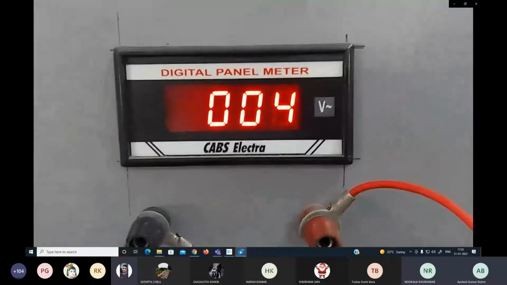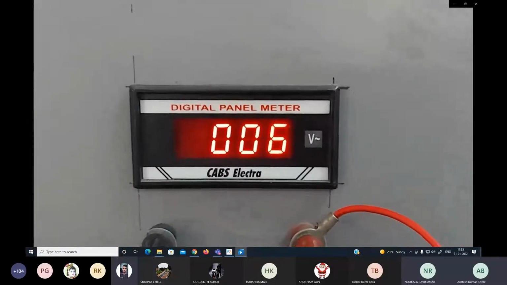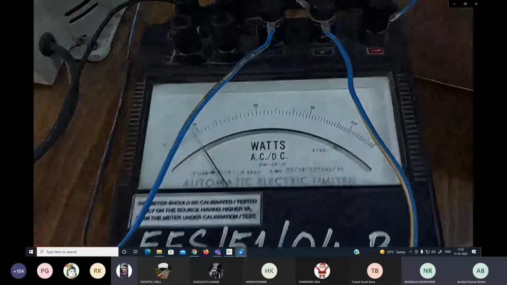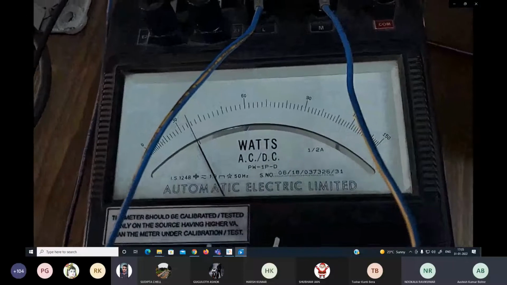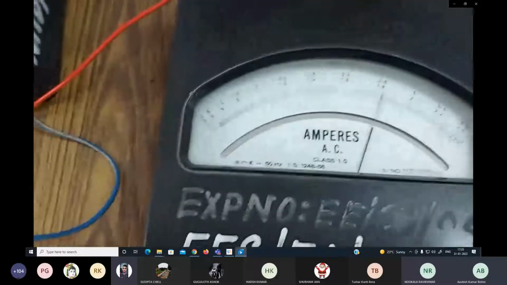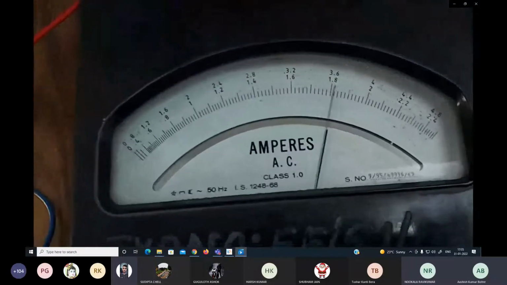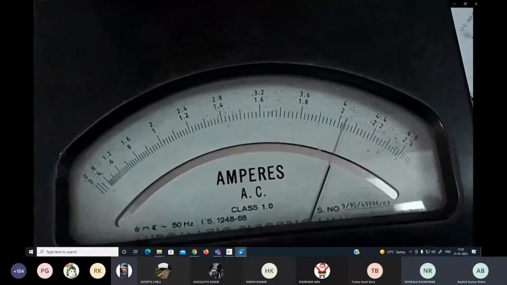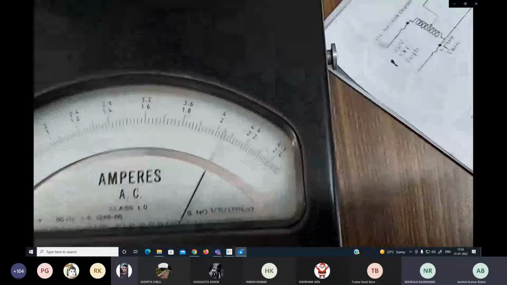So right now the voltage applied to the input is increasing gradually, and you can see that the power is being consumed by the transformer, so the power is increasing. And the ammeter, the input current to the primary winding, also is being measured. It is connected to the 5 ampere range, so the upper scale will be considered.